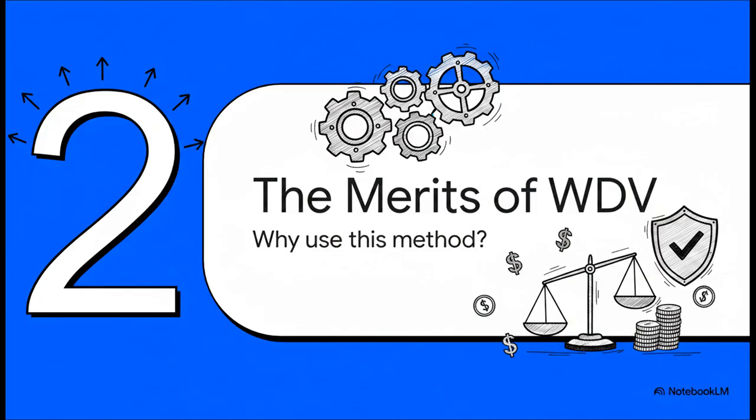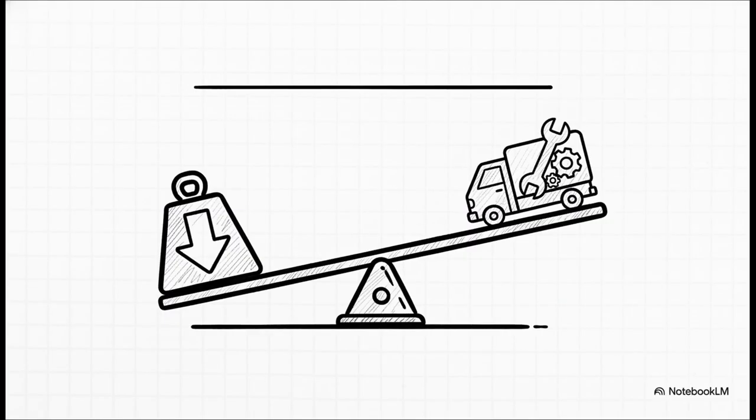Moving right along to Section 2, the merits of WDV. Seasoned accountants actually love this method for some very specific situations because of what we call the uniform combined charge. I want you to picture a playground seesaw in your head. On one side of the seesaw, you've got your depreciation charges, which, as we just established, are going down over time. On the other side of the seesaw, you have repair costs.